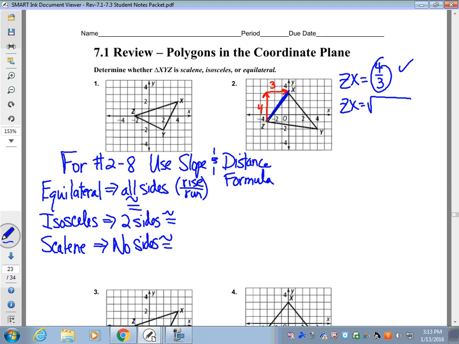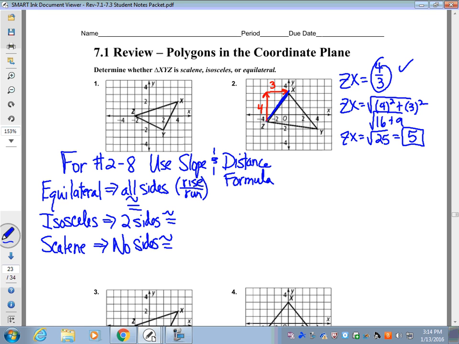So we're going to use these numbers. It's going to be 4 squared and 3 squared. So we're going to have 16 and 9. So basically ZX is the square root of 25, and that's a perfect square. So what's the square root of 25? 5, and there is our distance. So we did both parts. But we have to do this for every side.